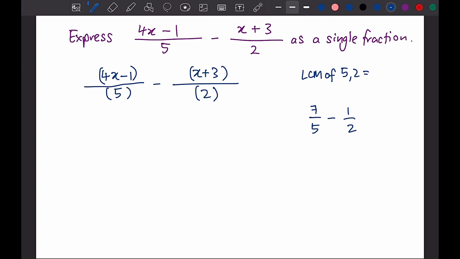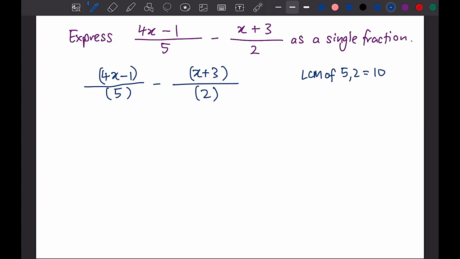Next, for algebraic fractions, it works in the same way like your primary school adding or subtracting of algebraic fractions. We need to make these two fractions have the same common denominator, and then in order to do that, actually we need to identify what is the LCM of the denominators, which is 5 and 2, right? So therefore, for the LCM of 5 and 2, it is actually a 10.